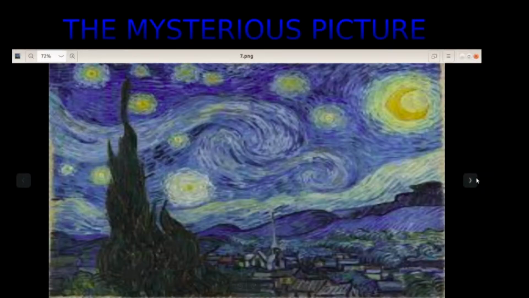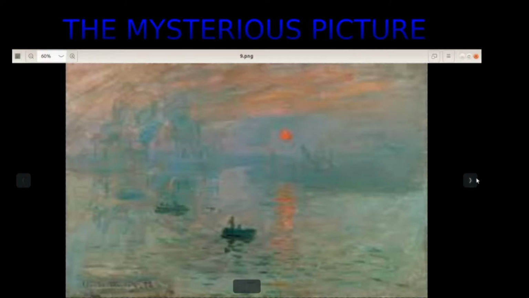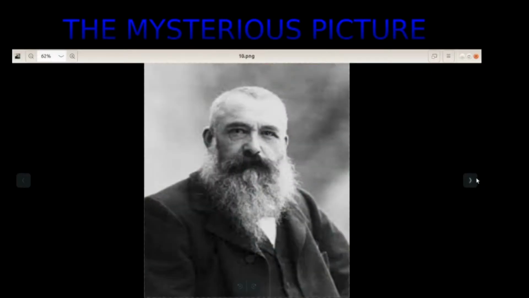The next one is The Starry Night by Van Gogh. And the last picture is Impression Sunrise by Claude Monet. So these pictures and these painters have done a lot for the society. They are the real artists who have made their mark in the present world.